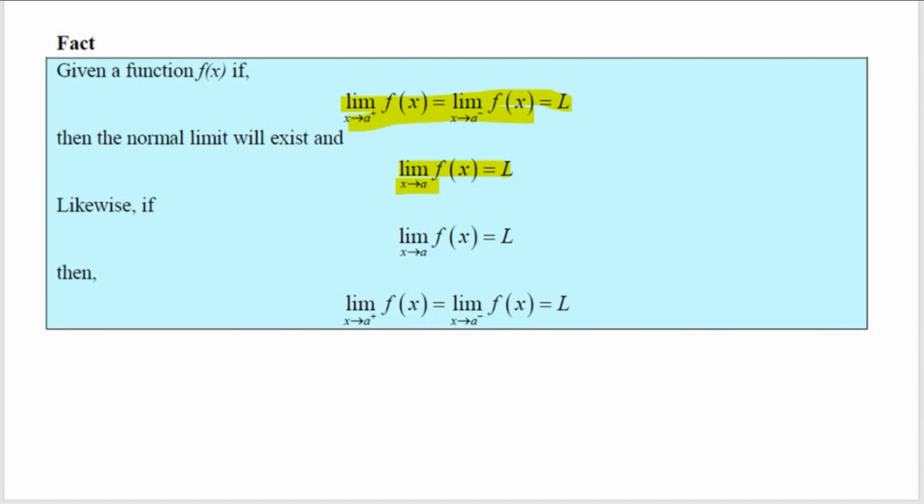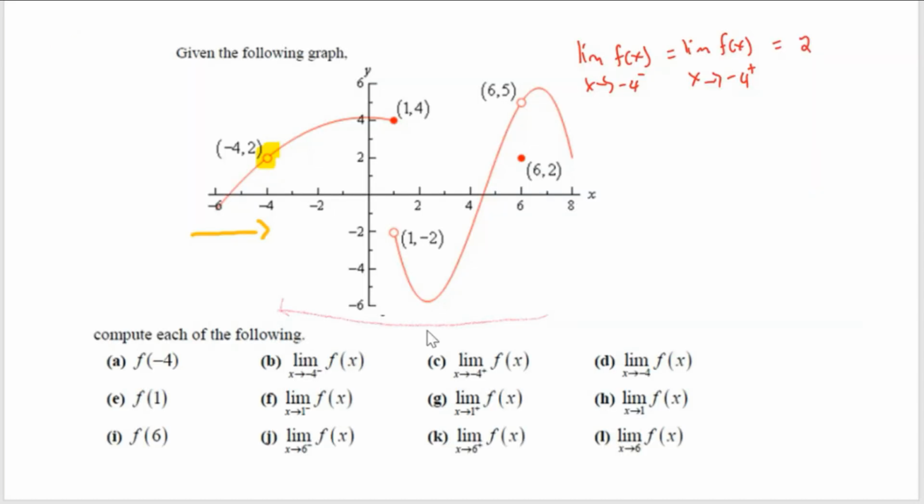Okay, let's go back here again. All right, let's try another one. Shall we say letter I? So for letter I, we have f of 6. So where is the f of 6? Based on the graph, there is a closed dot, and the coordinates here are 6, 2. So in that case, class, f of 6 is equal to 2.